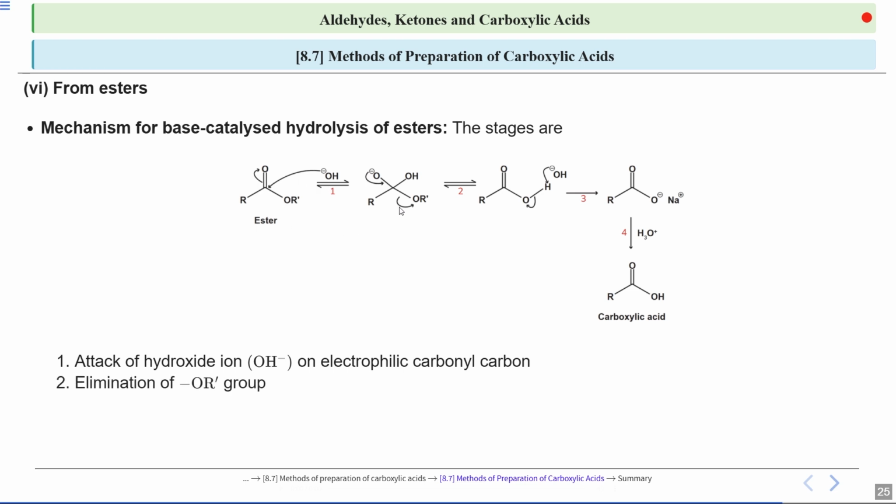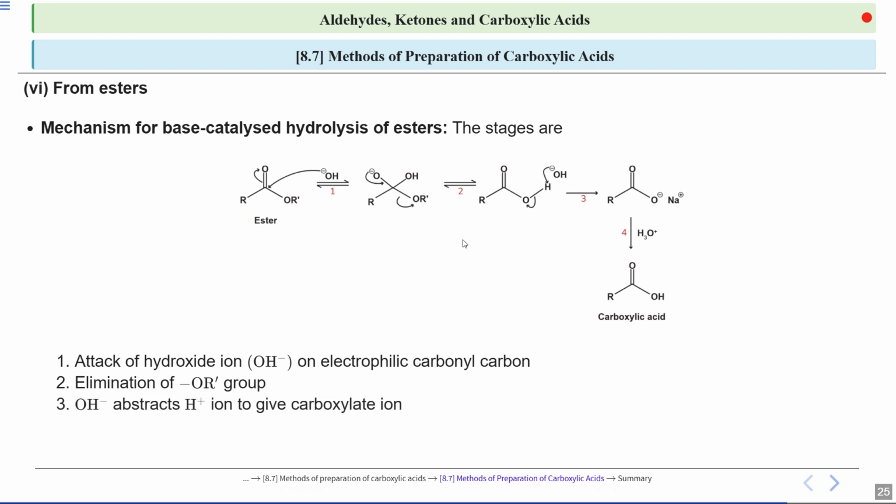Next, we have the elimination of the OR dash group. This is the step where the ester linkage is broken, which leads to the formation of an intermediate. You will see you get a carbon double bond oxygen, and this OR dash group will leave from here.